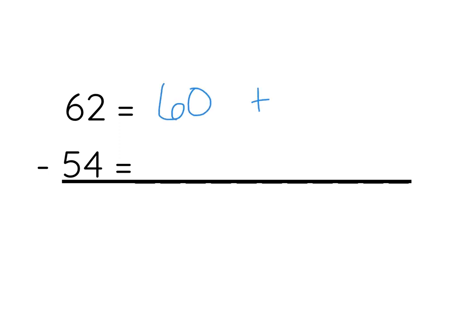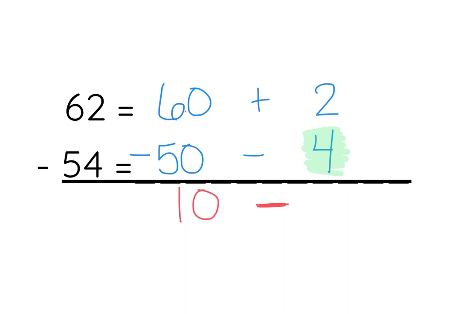60 plus 2 minus 50 minus 4. Check for your big digit. Oh, the 4 is larger than the 2. So that means we're going to have a negative number there. Subtract. 60 minus 50 equals 10. 2 subtract 4 equals negative 2. So 10 minus 2 equals 8. Super easy partners there.